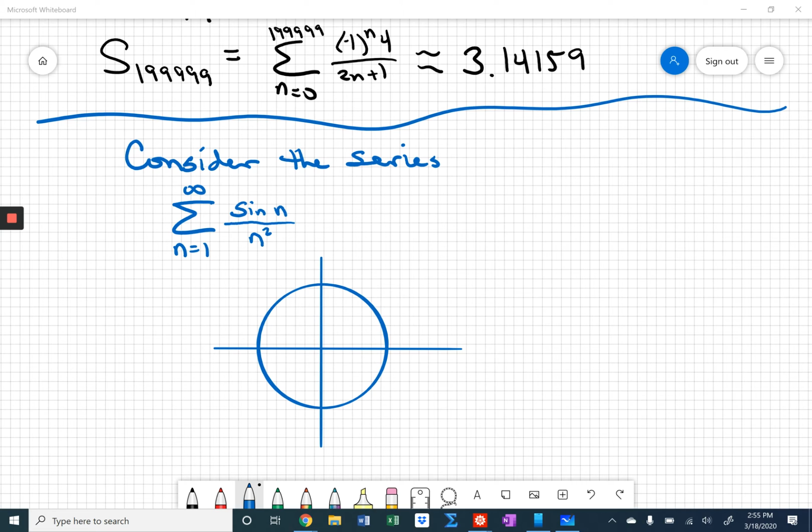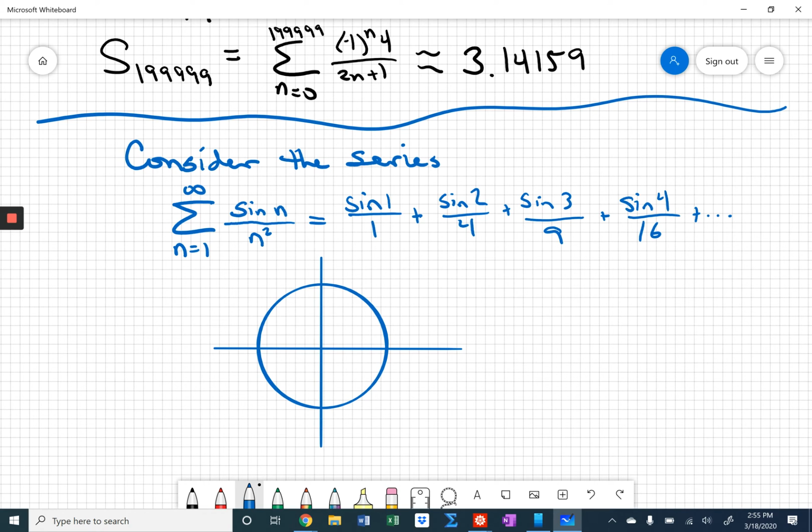Consider the series, the sum from n equals 1 to infinity, sine of n over n squared. If we were to expand this a little bit, we'd get the sine of 1 over 1, plus the sine of 2 over 4, plus the sine of 3 over 9. I'll put one more, plus the sine of 4 over 16. And then, of course, it's going to continue like that indefinitely. Now, you may not see any negatives here. That doesn't mean they're not there, okay?